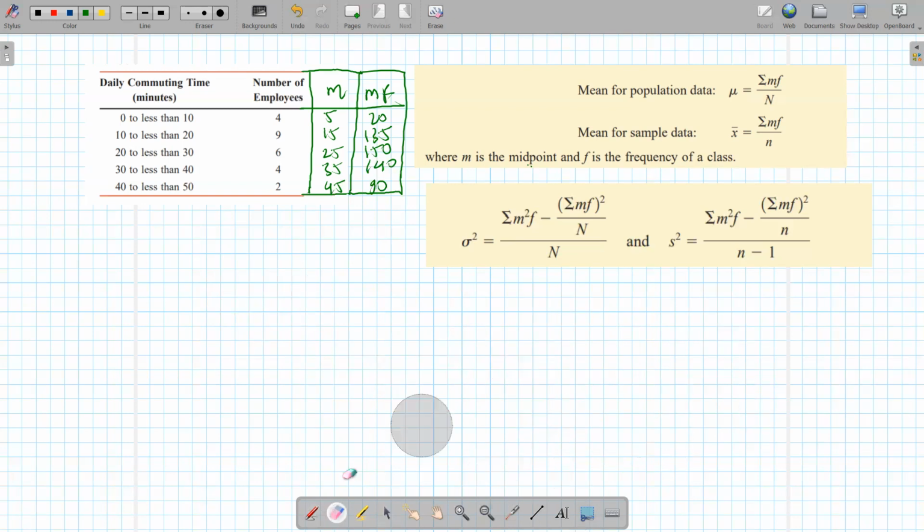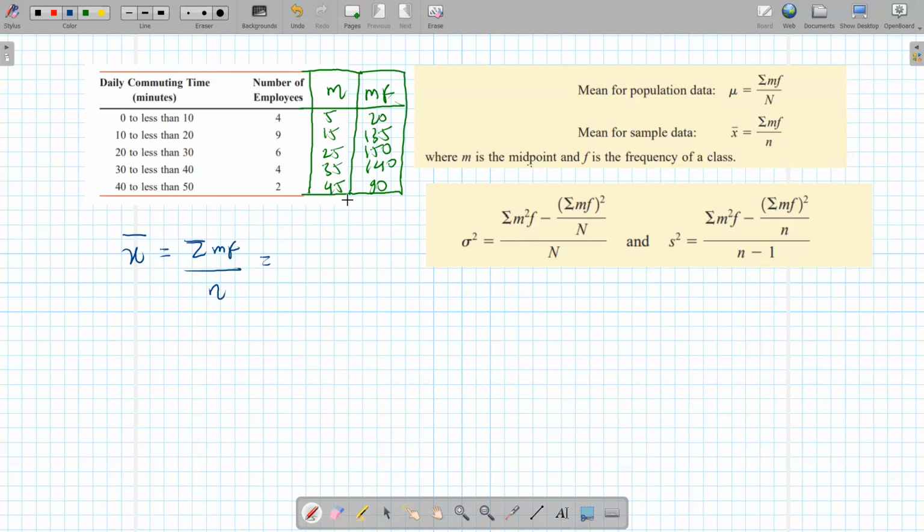Anyways, we have MF, right? So let's say the question's asking you, find the sample mean of this grouped data set. It's grouped because there's classes on them. There's a lower bound, this is called the lower bound, and these are called the upper bounds. So we're going to find the sample mean. We're going to assume these are samples. So sample mean is X bar equals summation MF divided by N, right?